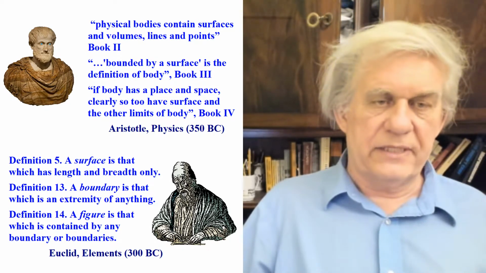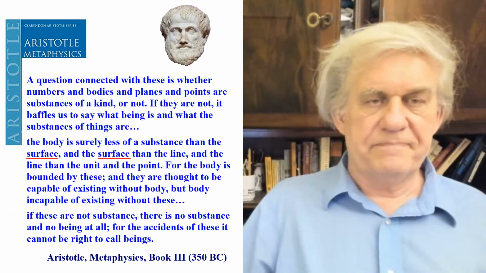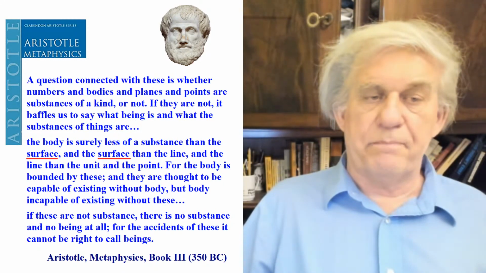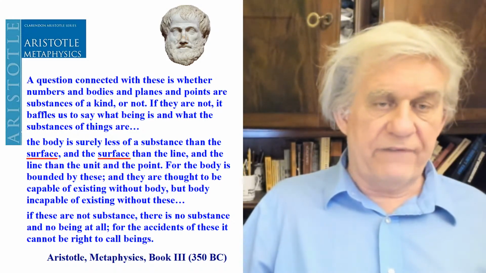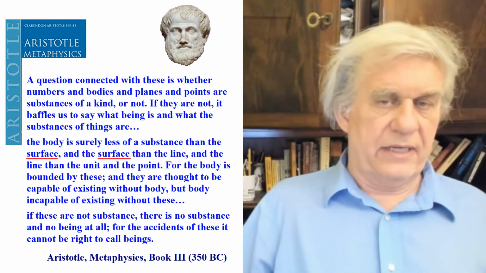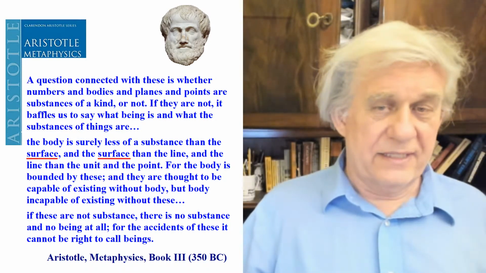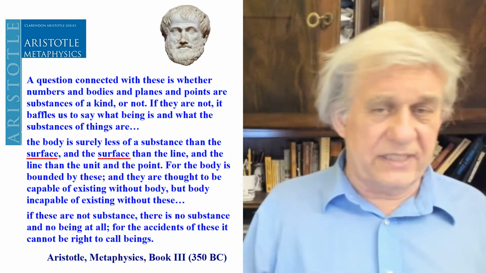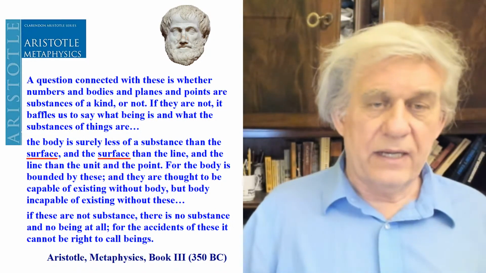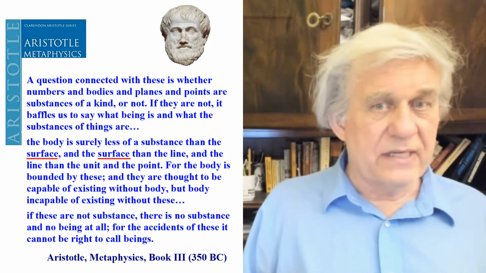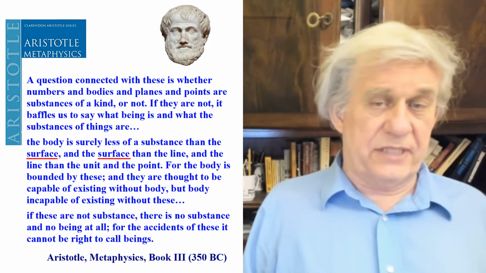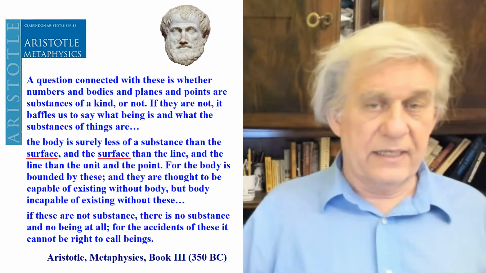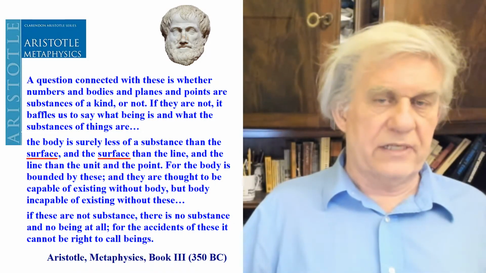Okay, so here's Aristotle in his Metaphysics now. Let's put this over here. And he says, a question connected with these is whether numbers and bodies and planes and points are substances of a kind or not. If they are not, it baffles us to say what being is. They were concerned about this word being. Again, it's like being, substance. What are they? Thing, anything. Are they talking about synonyms, or are they referring to different things here? Are these words referring to different, like being? Does being include conscience and who knows what, a spirit and what else? Or is being just a body, the surface or whatever? Okay, so this is what was not clear out of their writings. They never clarified that.